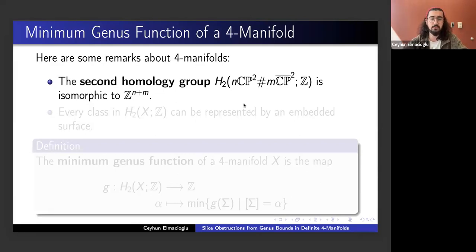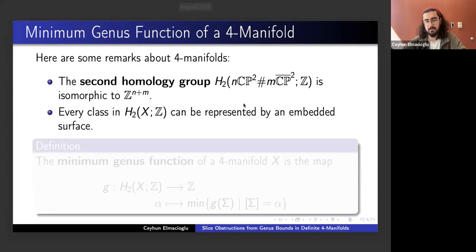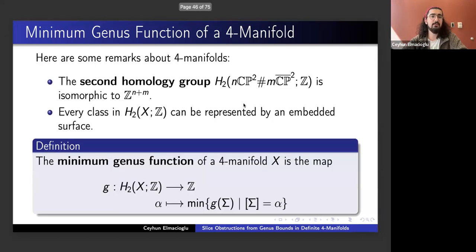So this is the first fact we will need. And the second fact is, as I mentioned, every class in the second homology group of a nice four manifold can be represented by an embedded surface. So having these two facts, we can define the minimum genus function of a four manifold, which maps from the second homology group of our four manifold to Z.